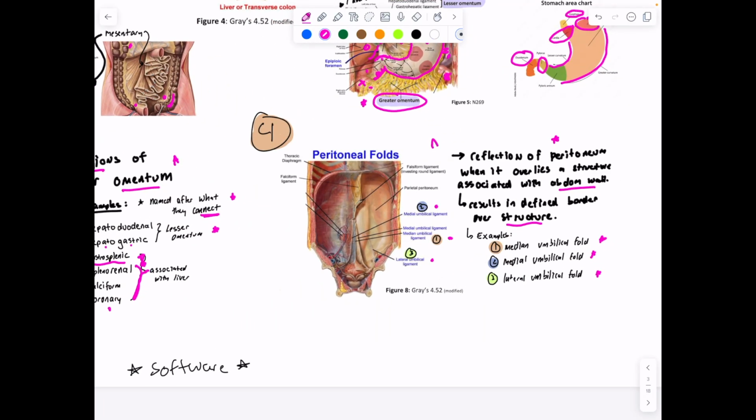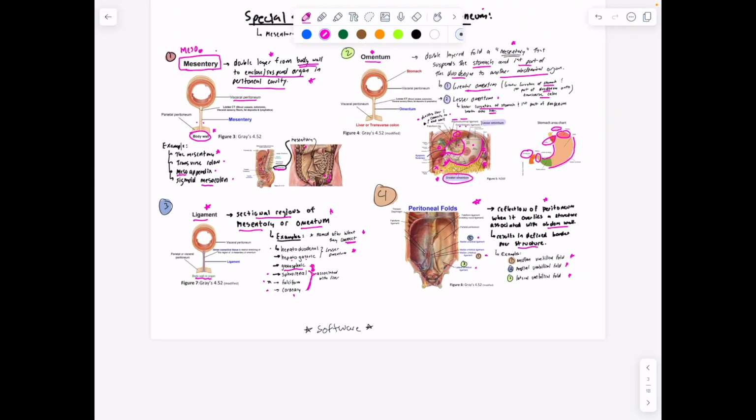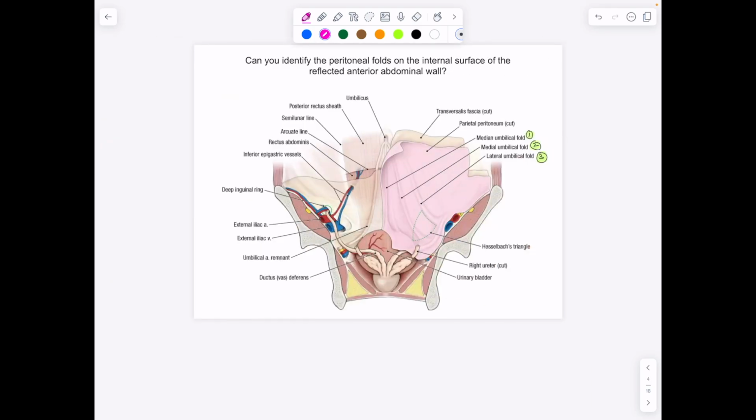All right, so going back to the peritoneal folds, again, this is a reflection of the peritoneum when it overlies a structure associated with the abdominal wall. So can you identify the peritoneal folds on the internal surface of the reflected interior abdominal wall? So this is a cross section. You can see our belly button here. This is a frontal cross section of the abdominal wall, and we have our medial umbilical fold and lateral umbilical fold right there.